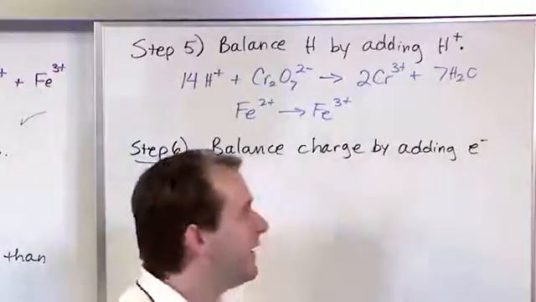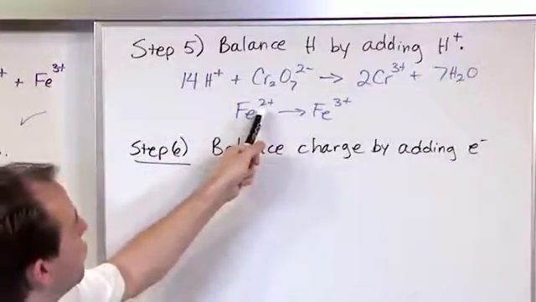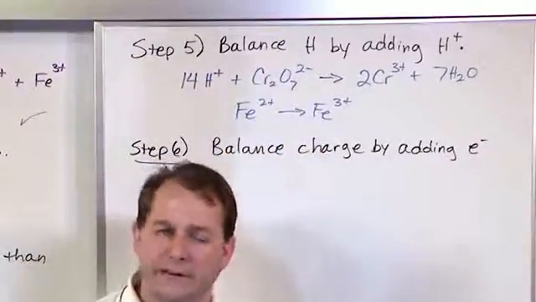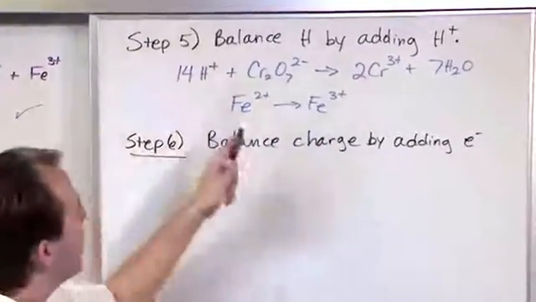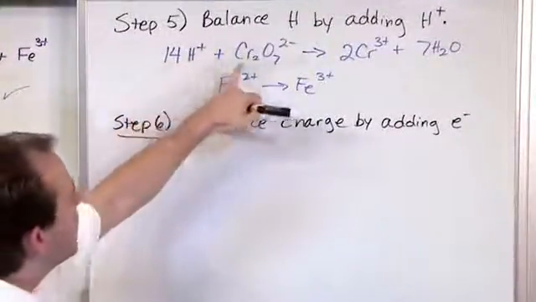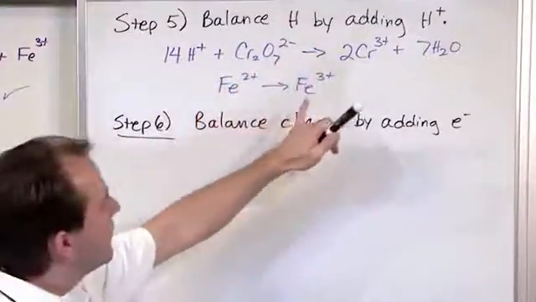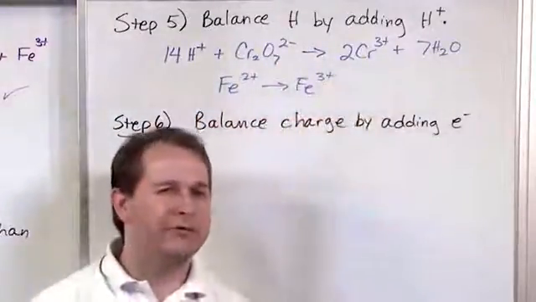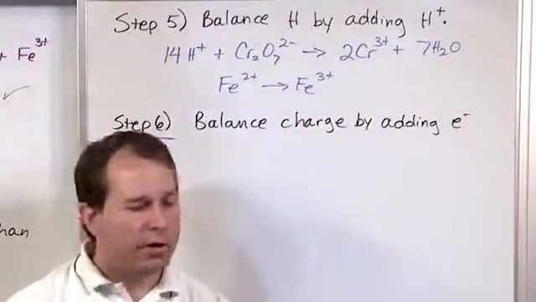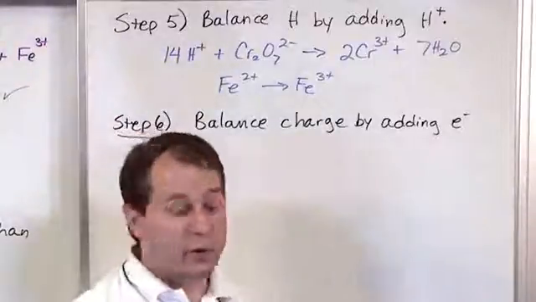But in more complicated reactions, like this one here, this iron goes from 2 to 3. So we know there's only 1 electron involved there, right? That's pretty easy to write down. But what happens here? We have 14 hydrogen ions that are positive, and then we have 1 of these dichromate ions that are negative, and then over here we have this. So how many electrons do I need to add, and where do I need to add them in order to pull it off? Well, in this step, when it says balance the charge by adding electrons, here's what you do.